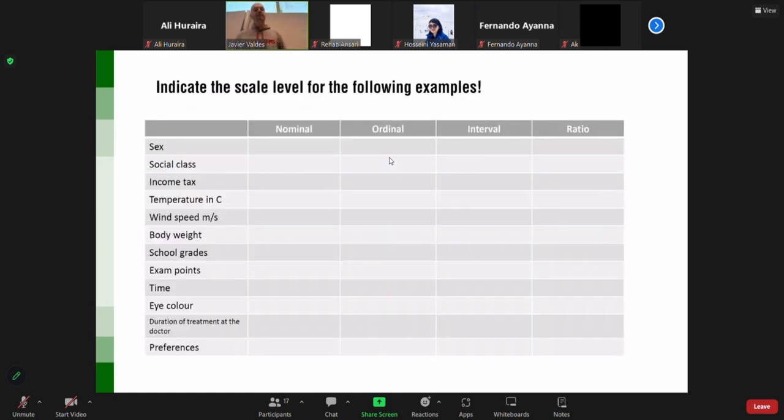Indicate the scale level for the following example. So, sex. What is it? Nominal. It is not Boolean. It is not 1 or 0. It can be 1, 0, not defined, prefer not to disclose. Social class. Is it nominal, ordinal, interval, or ratio? Can be both. Can be nominal or ordinal.